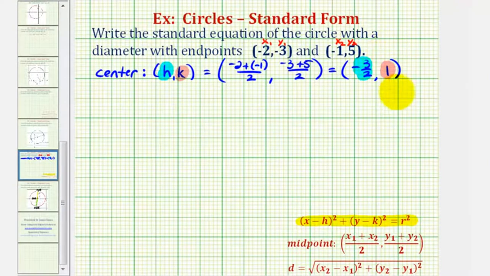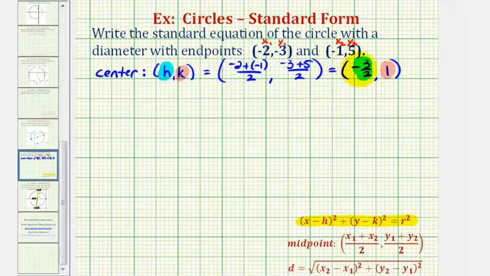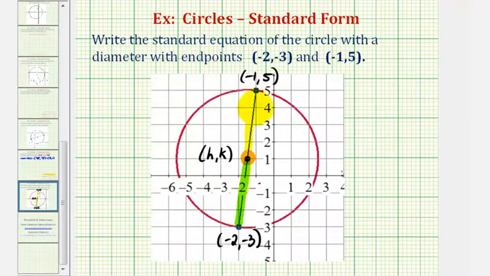Now in the last video, in order to find r, we found the distance from the center to one of the endpoints of the diameter. But notice in this case, the x-coordinate of the center is a fraction. And it's going to be messy if we have a fraction inside the distance formula given here below. So instead of doing this, what we're going to do is find the length of the diameter, or the distance between the two endpoints, and then take half of that to find the length of the radius.